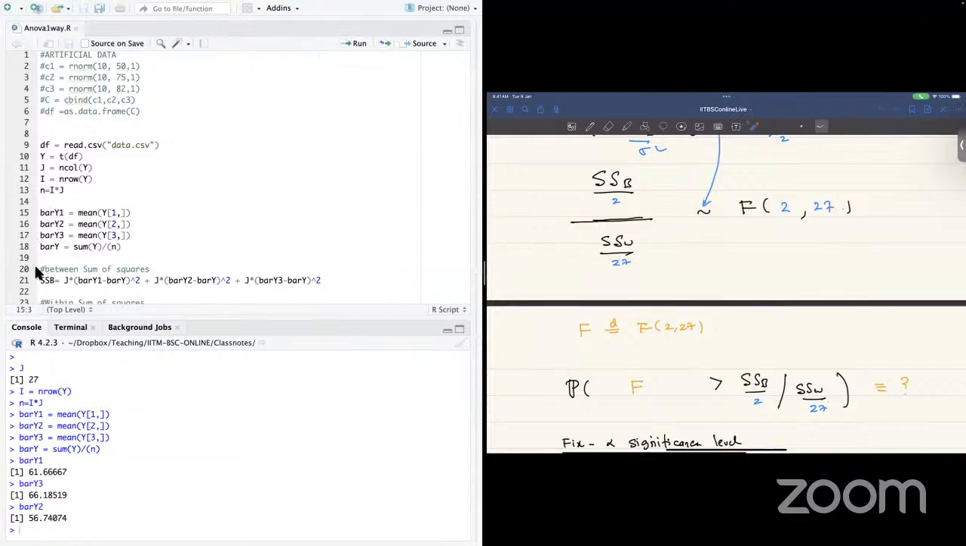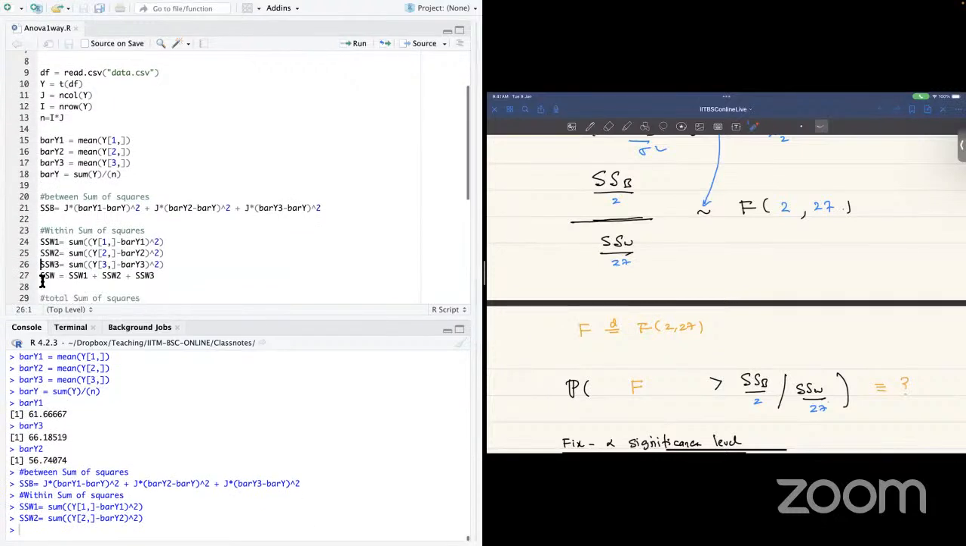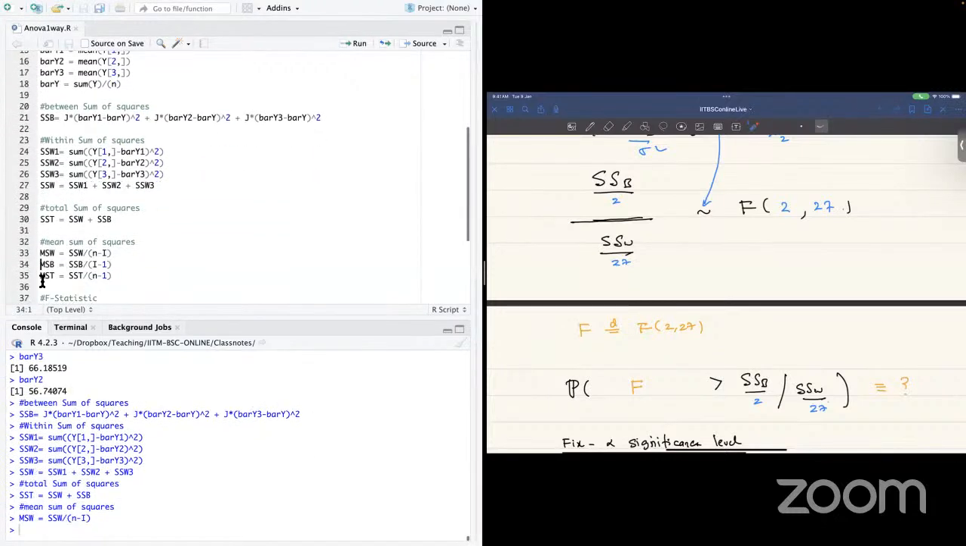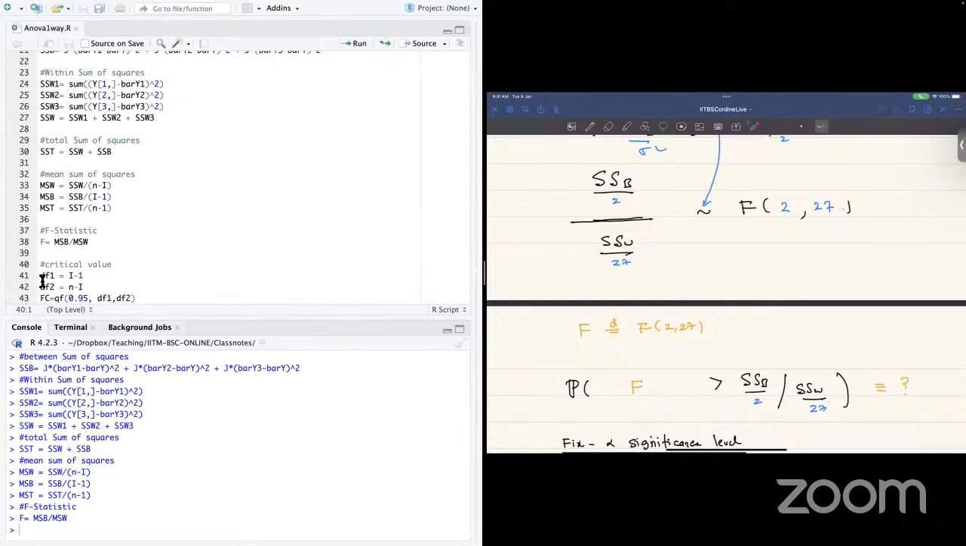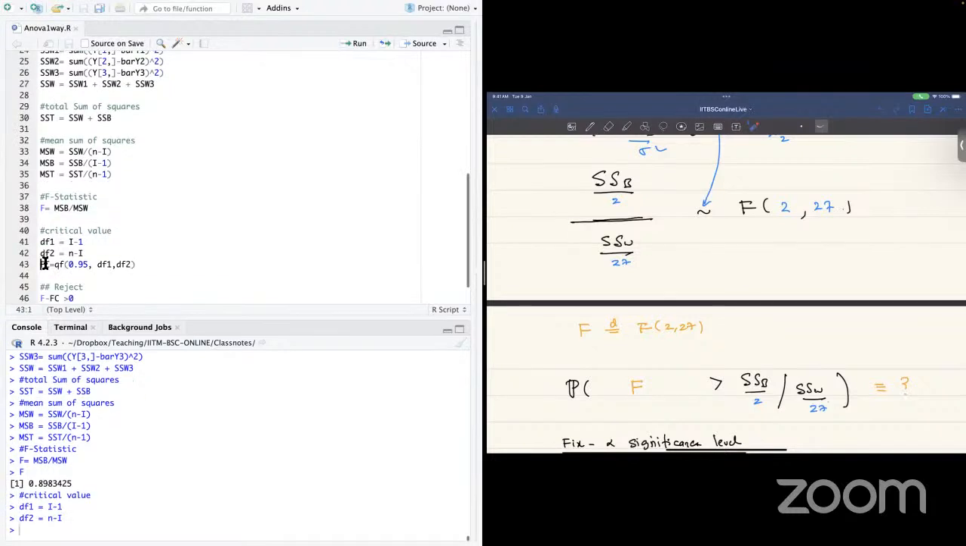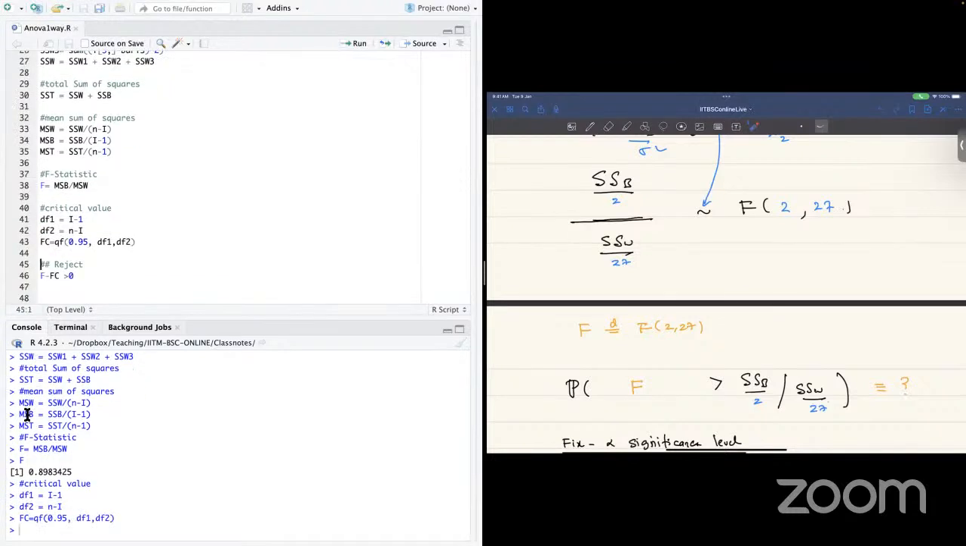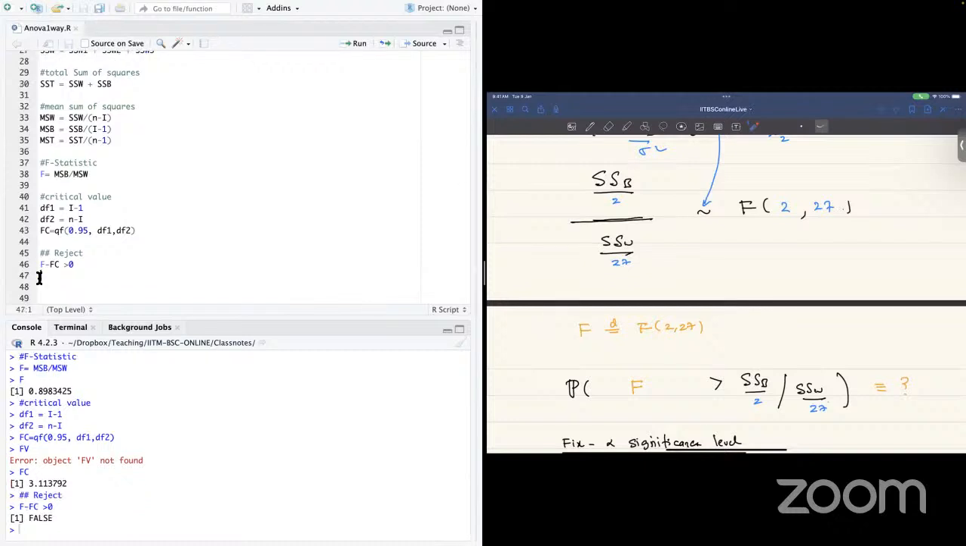So I come here, then I finish this, then I do the sum of squares: between, within, and total. Then I do F. What's my F now? F is quite small. That means I don't have enough evidence to reject the hypothesis that they're different. Let's see what F critical is. F critical is not the same, but it's a little different. FC is 3.1, so it's almost the same. It's false. That means I don't have evidence.